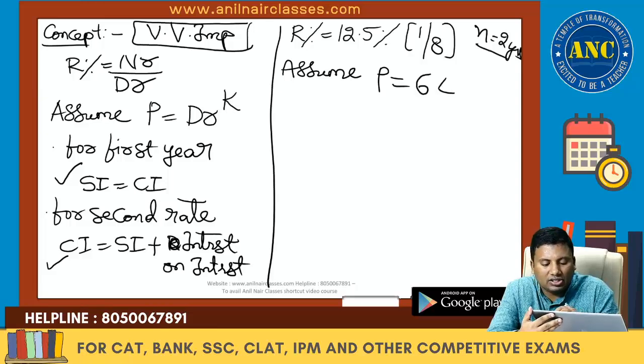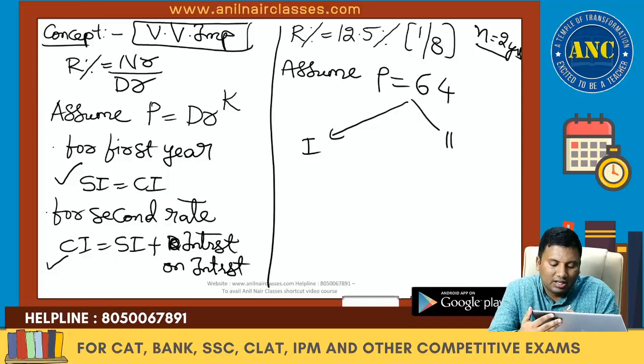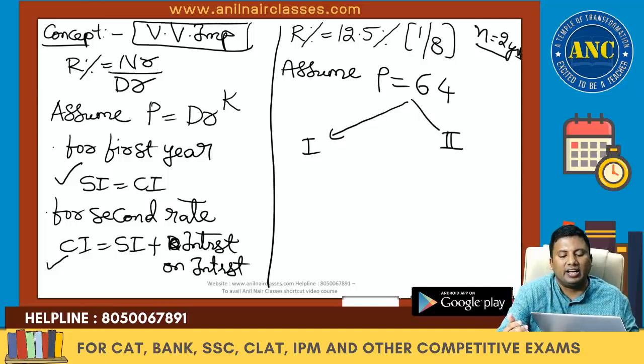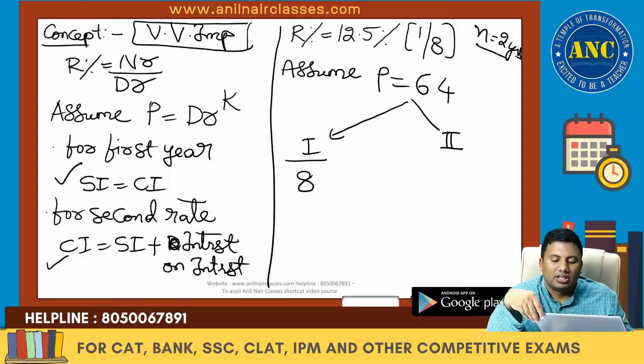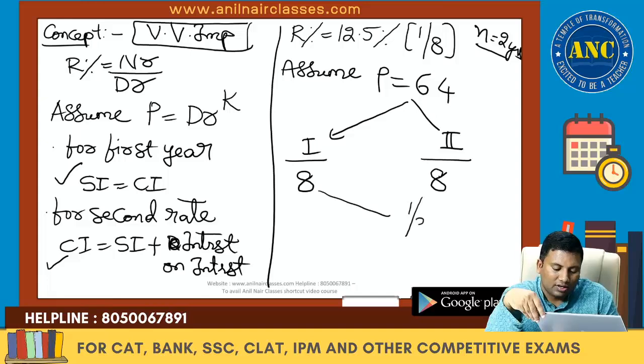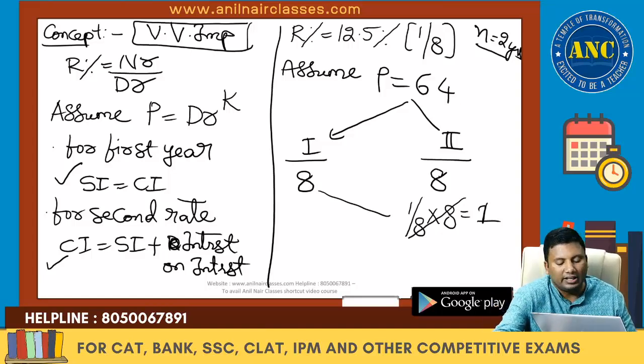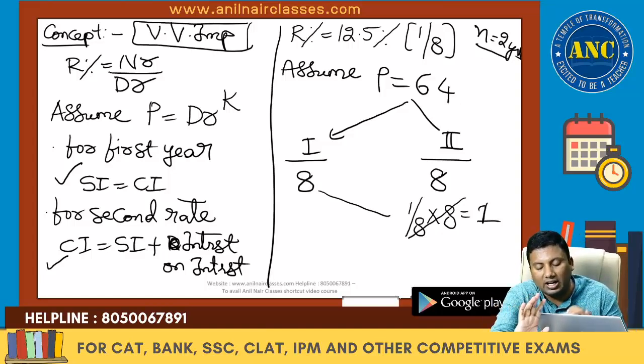8 square is 64. This is the interest for first year. This is the interest for the second year in CI. 1 by 8 of 64, which is 8. Second year is interest plus interest on interest. 1/8 of 8 is 1. 1/8 into 8 is 1. I hope it is clear.